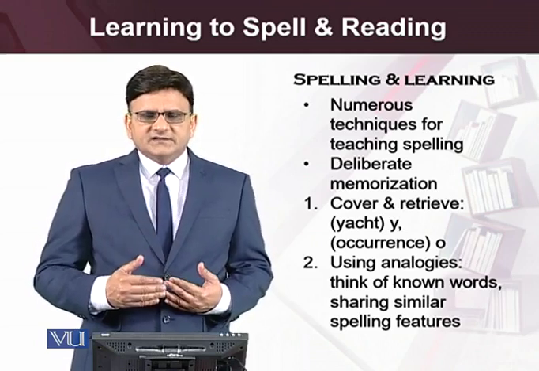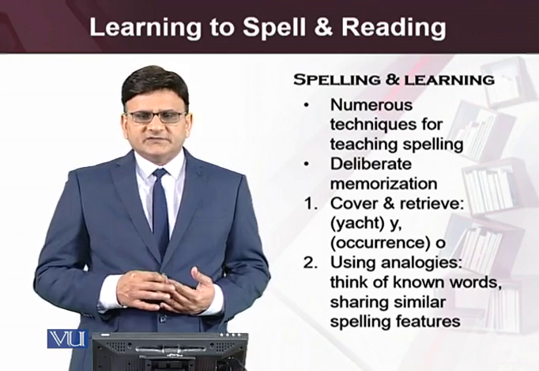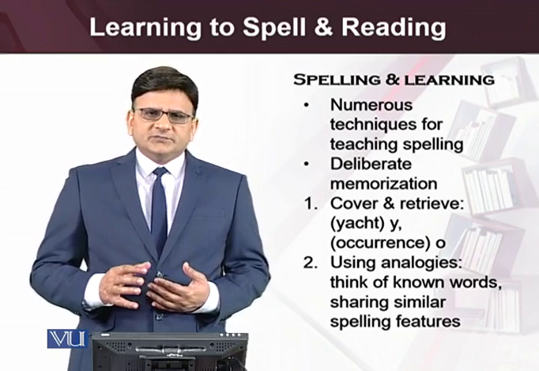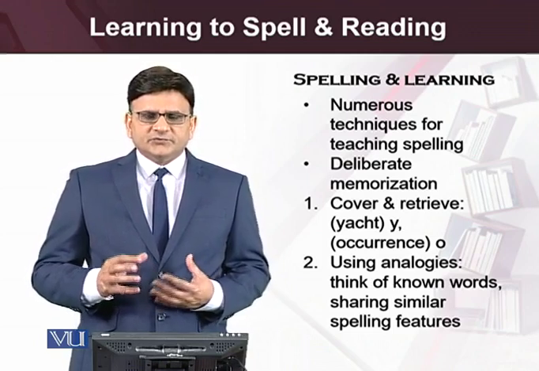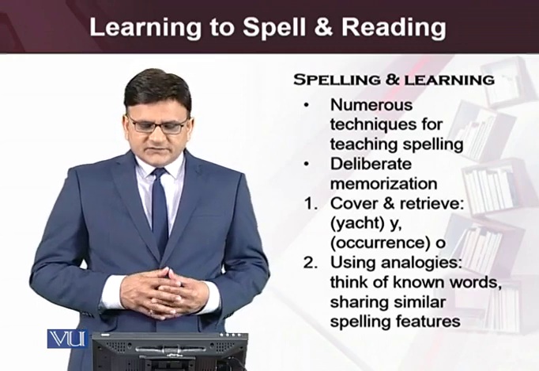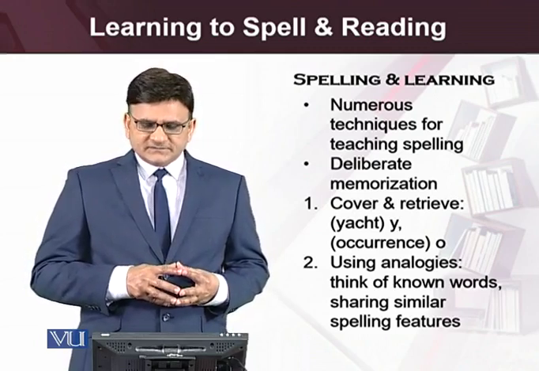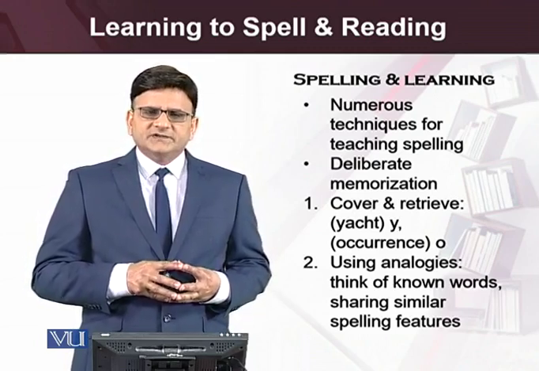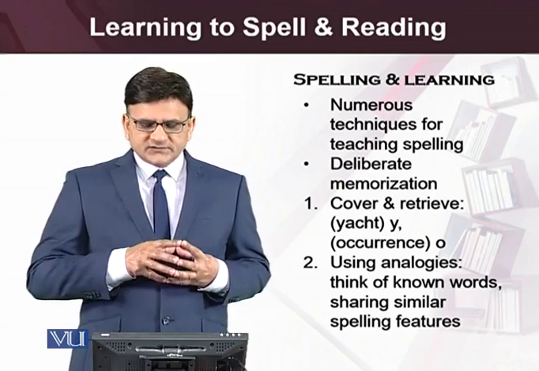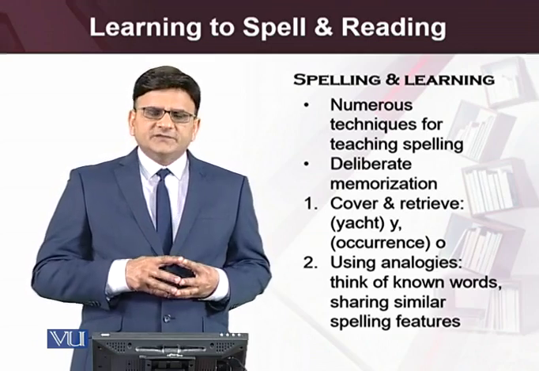As you can see here, the second example is occurrence. We can write down O, the first letter of the word, and then ask our students what this O could be about, or what word it can form. Another technique is the use of analogies. By analogies, I mean we can make our students think of known words which share similar spelling features.